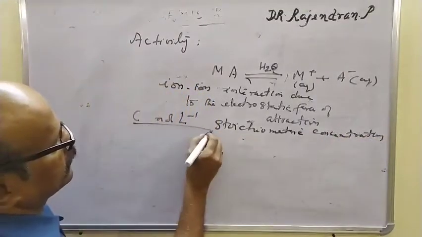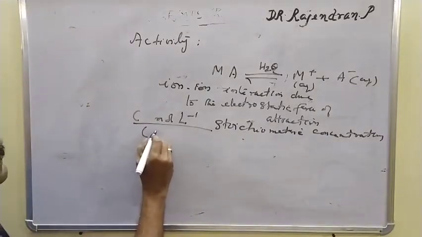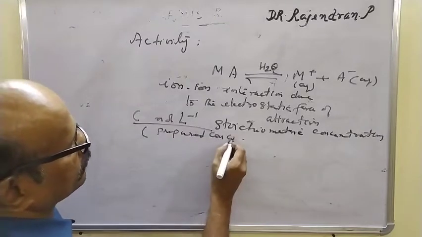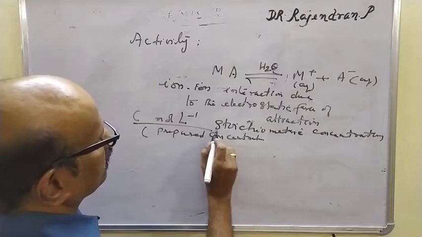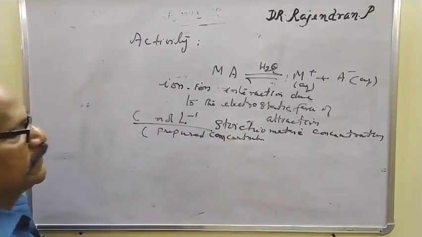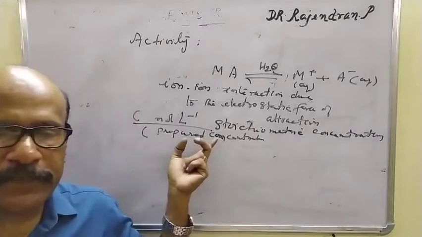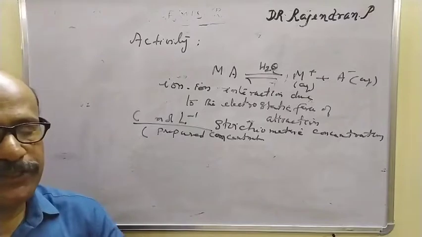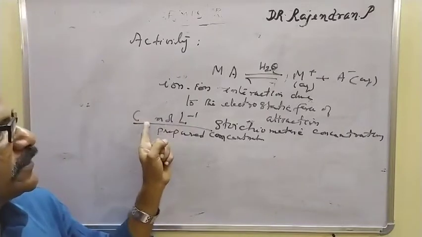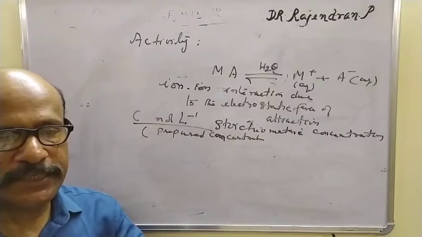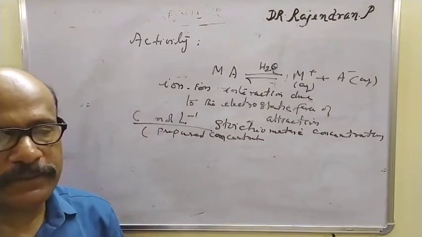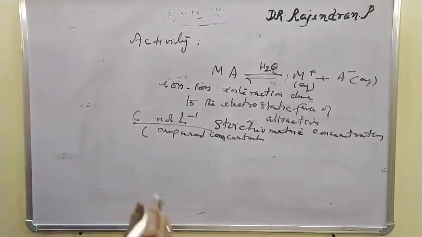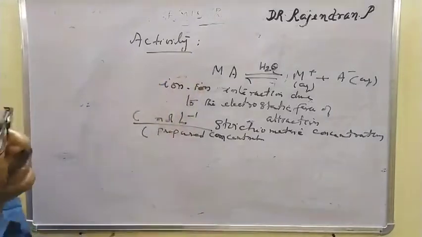That is the prepared concentration, the analytical concentration, usually called stoichiometric concentration. Suppose C moles per liter is the stoichiometric concentration of the electrolyte that is prepared. But in the aqueous solution, the effective concentration is not equal to the stoichiometric concentration. It may be slightly different. That effective concentration of an electrolyte in the solution is represented by activity.